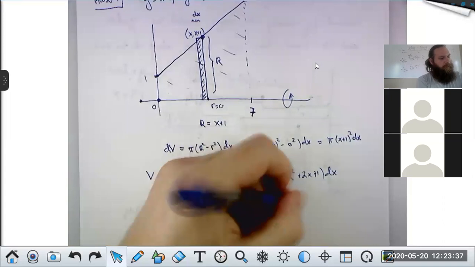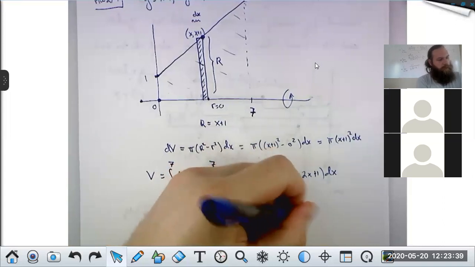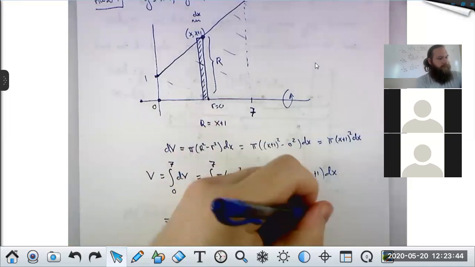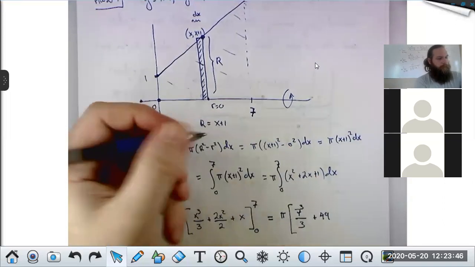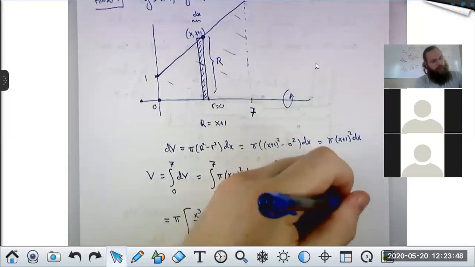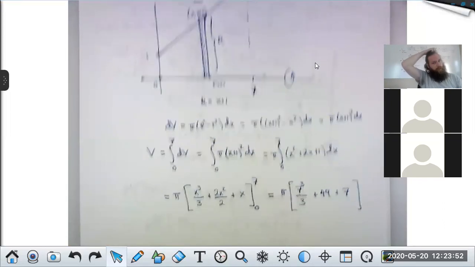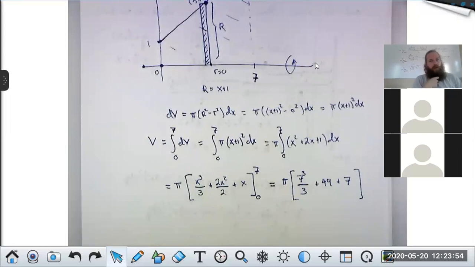times 7 cubed over 3 plus 49 plus 7. And then you can simplify that if you want. I don't want to burn too much class time on arithmetic. I'm not sure what 7 cubed is off the top of my head. I think it's like 343 or something, but I don't know. So this would be your answer, and you would want to clean that up. You would want to write that as a single fraction.